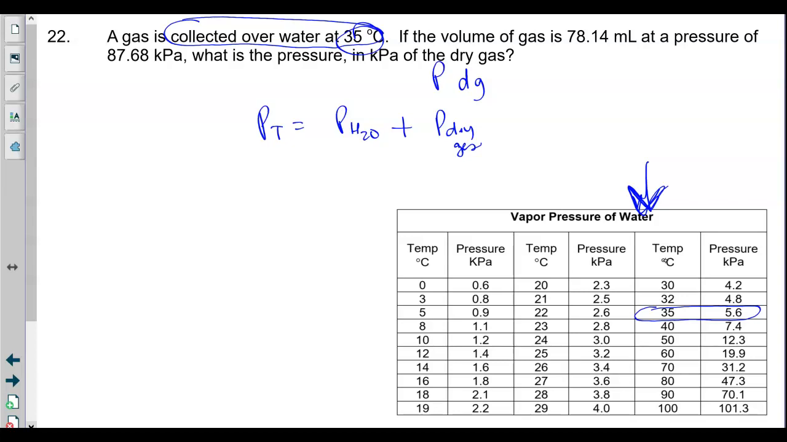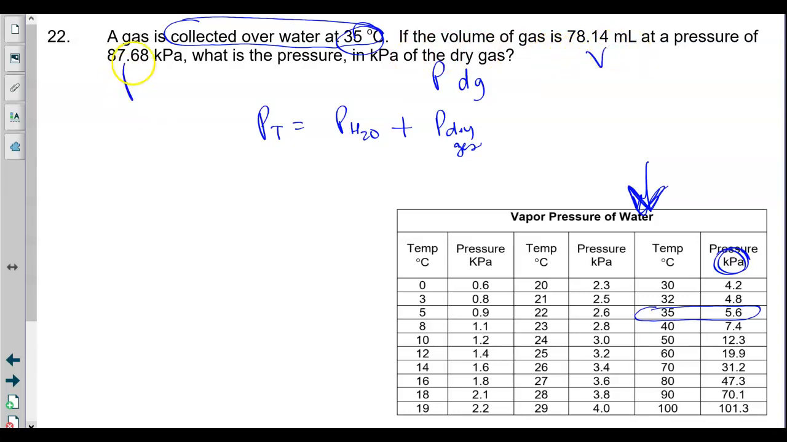So right now then we have to continue to read. I know that the pressure here is 5.6. The unit is kPa, but let's see what else we have in this problem. Because it says collected over water, we have to use the vapor pressure table. I've talked to you about how to use that. And now it says that the volume of the gas is 78.14 milliliters, so this is a volume.